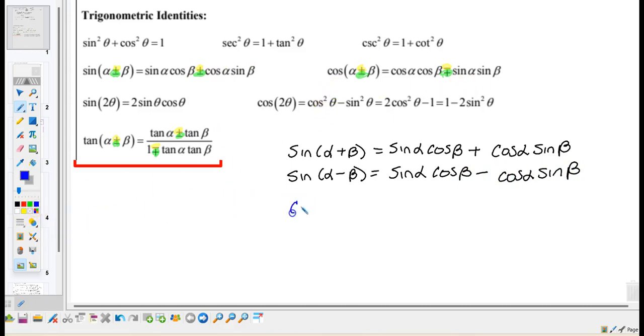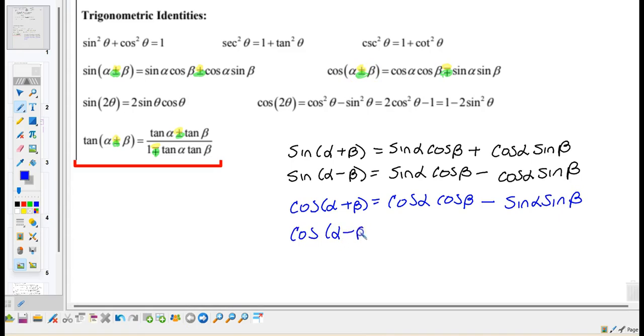Now let's do cosine. If it's alpha plus beta, that top symbol, it's going to expand to cosine alpha cosine beta. And then minus sine alpha sine beta. And now taking the bottom, subtraction between the A and B, will be a plus on the right side.